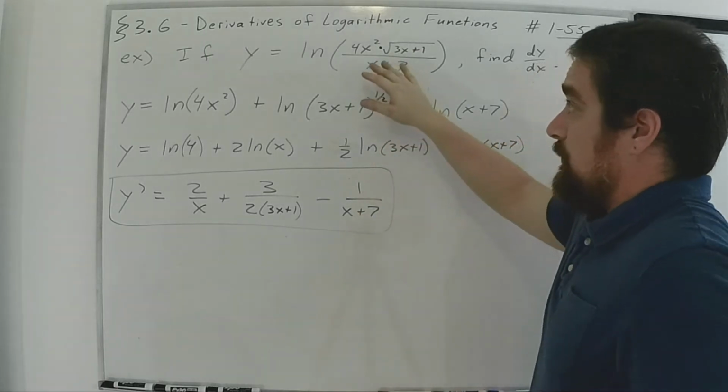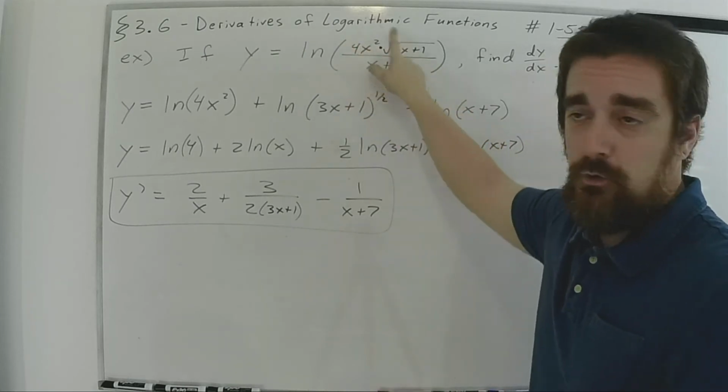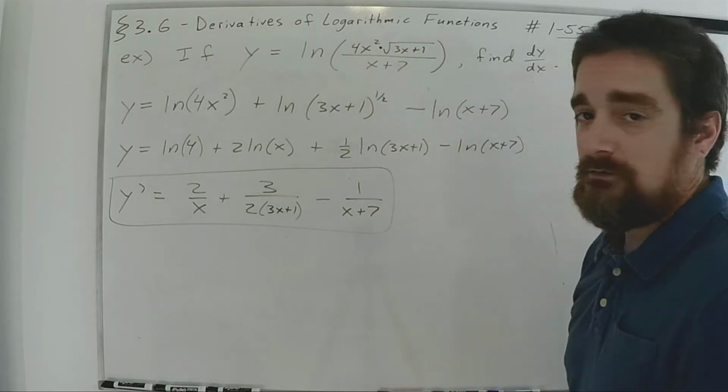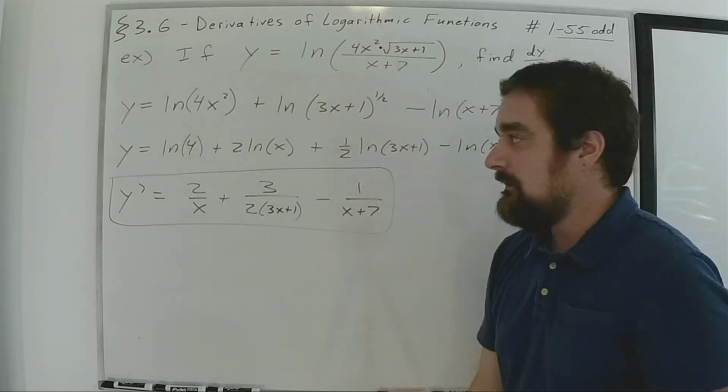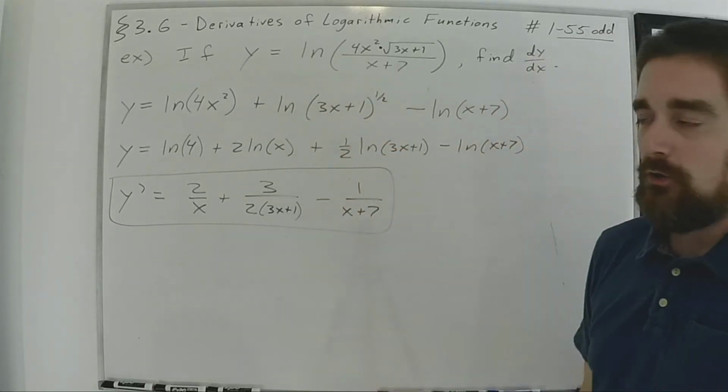Otherwise, you're more likely to make a mistake trying to product rule and quotient rule and chain rule, all that stuff in one big chunk. Right? It's like taking a bite that's way too big to chew. Right? Break it down into smaller bites.